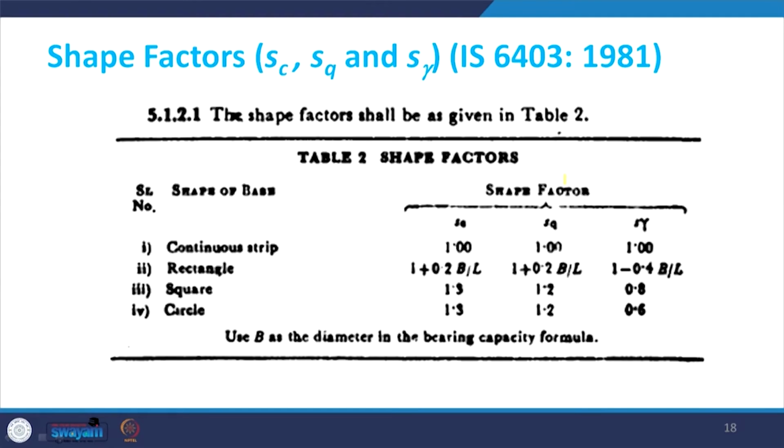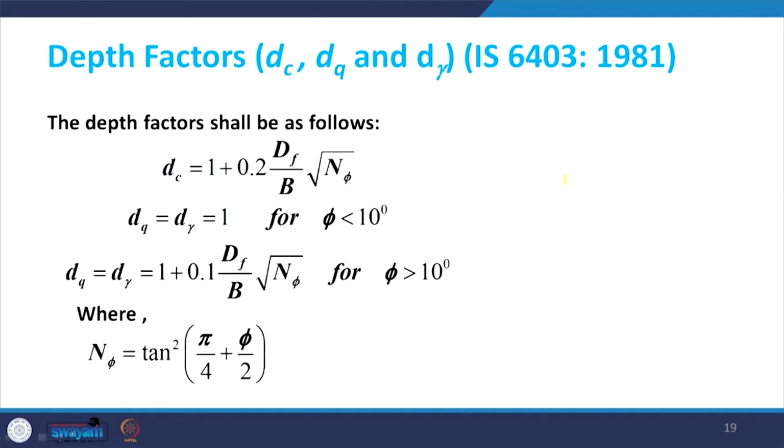Continuing, we have the depth factor and the inclination factor; the depth factor first, and then we will talk about the inclination factor. The depth factor is a function of the angle of internal friction phi. To calculate it, first you need to calculate the value of N phi, which is given by this relation: tan square of (45 degrees plus phi by 2). Once you know the value of N phi, the depth factor for cohesion can be calculated from this relation.